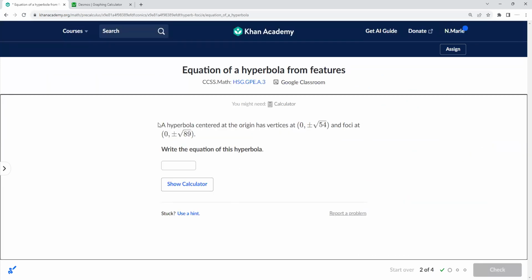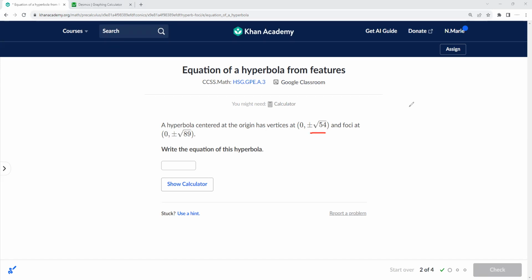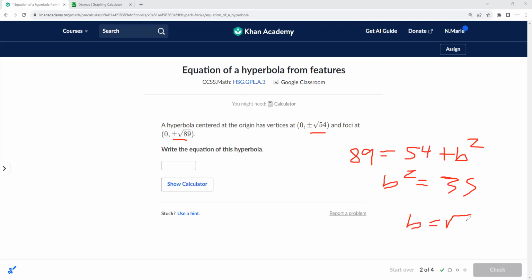A hyperbola centered at the origin has the vertices plus or minus. Okay, so then it's going to be on the y-axis here. And this is where the foci is. So that squared is 89. Is equal to that squared, which is 54, plus our b squared. Once again, we're finding our b squared. 89 minus 54 is 35. And so b is the square root of 35.